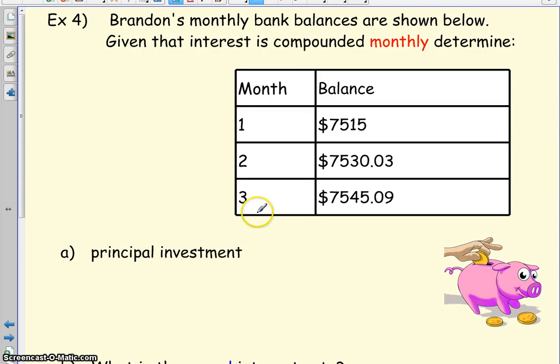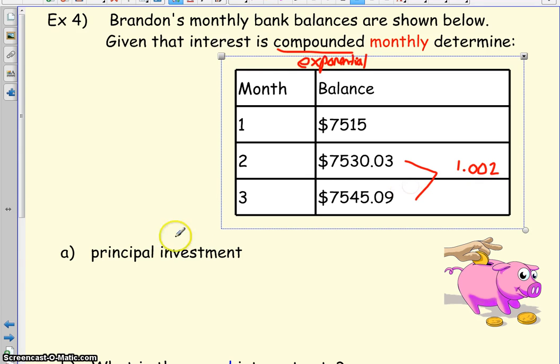Okay, so the best way to attack this one is to actually exploit the fact that if it's compound interest, it's exponential. So if it's exponential, we know there's a constant ratio between the different values in the table of values. So let's take a look here. Let's see what happens if we divide $7,545.09 by the value for month 2, which is 7530.03. So if you do that division, you get approximately 1.002 for that common ratio there.